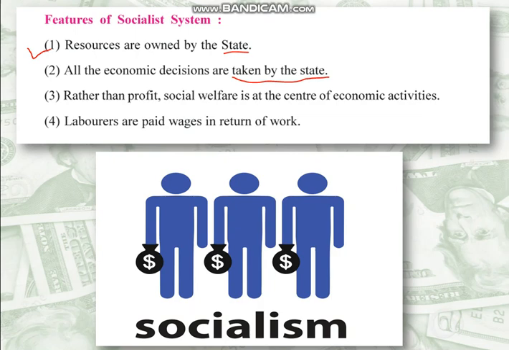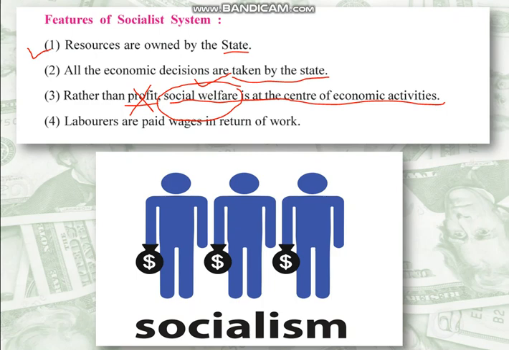Third, rather than profit, social welfare. Social welfare is at the center of economic activities, and that's why profit is not seen, but social welfare is seen. Things are produced which are needed by the people and which are not a luxury for the people. So here people get more benefit in comparison to the business houses.